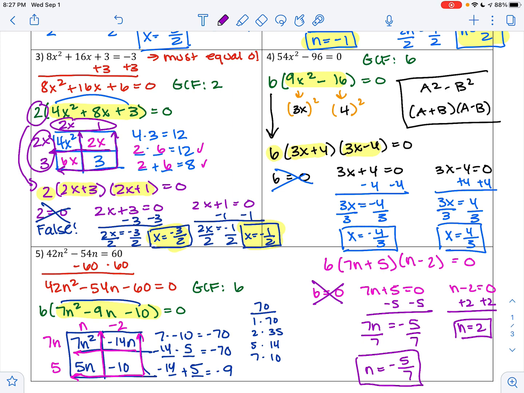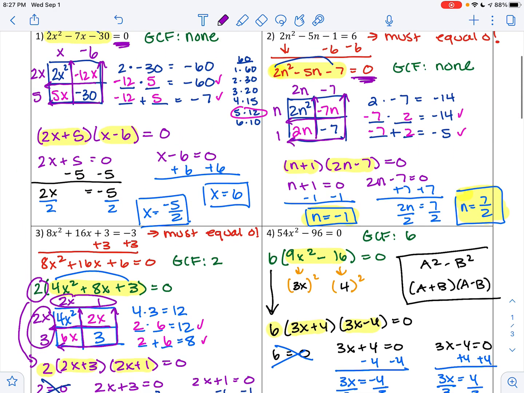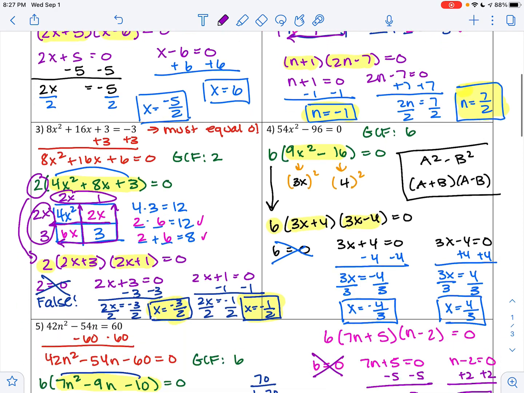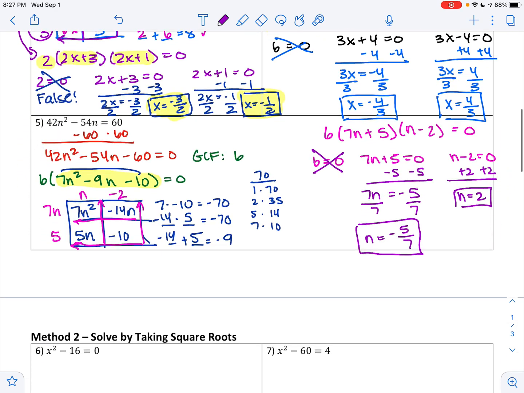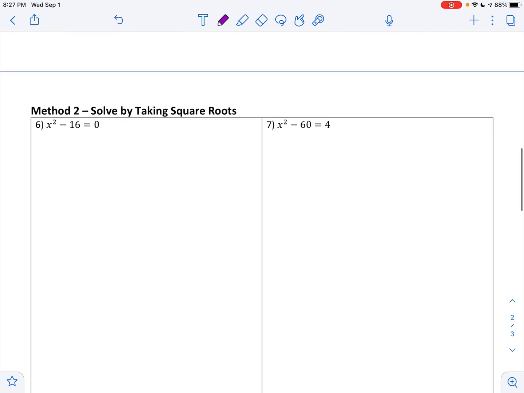So all of this was review from Algebra 1. You learned how to solve by factoring in Algebra 1. And you also learned how to solve by taking square roots in Algebra 1.